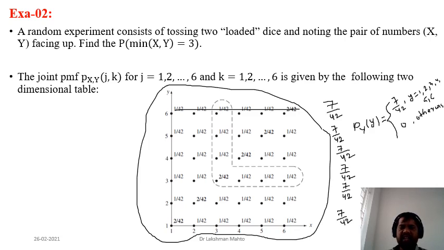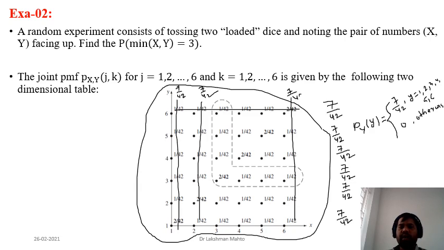In a similar fashion, you can get the marginal probability mass function for x as well. So how can you get that? For that, you need to do the summation of columns. So sum the columns. What would be 2 plus 1 plus 1 plus 1 plus 1 plus 1? It would be again 7 by 42. Likewise, if you sum the second column, the summation would again be 7 by 42. Likewise, even the sixth column, the sum of the sixth column would also be 7 by 42. So you got the marginal probability distribution of x as well.